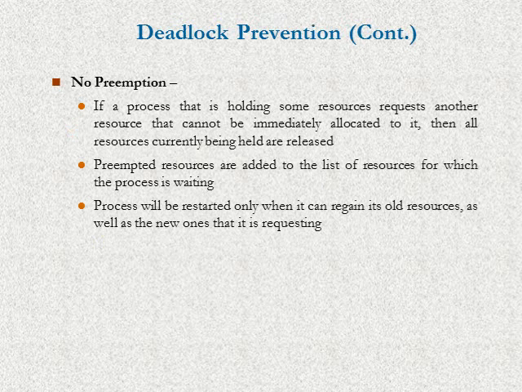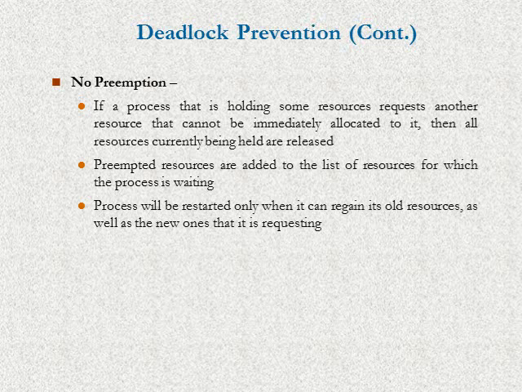The third necessary condition for a deadlock to occur is non-preemption. So to prevent this condition from occurring, what we can do is that if a process is already holding some resources and requests another resource which cannot be allocated to it at the moment, we forcefully take back all the resources that are already being held by this process.